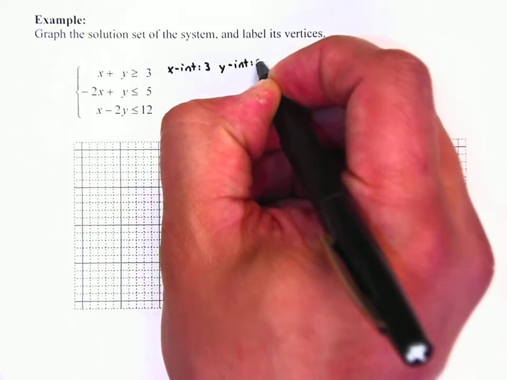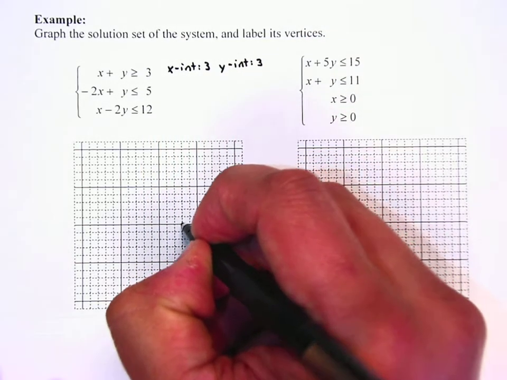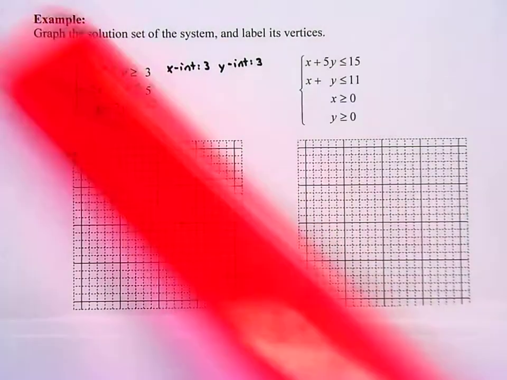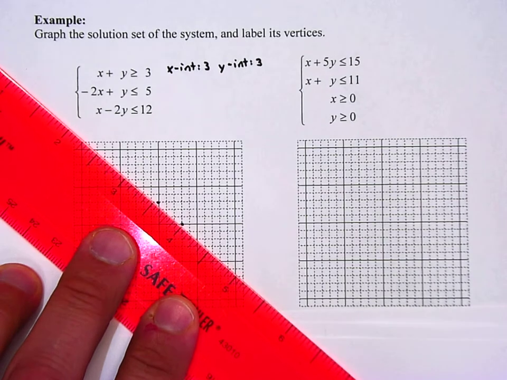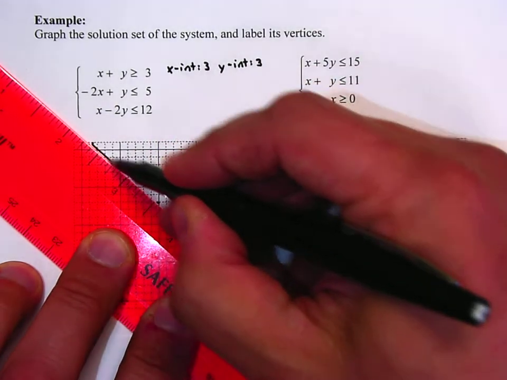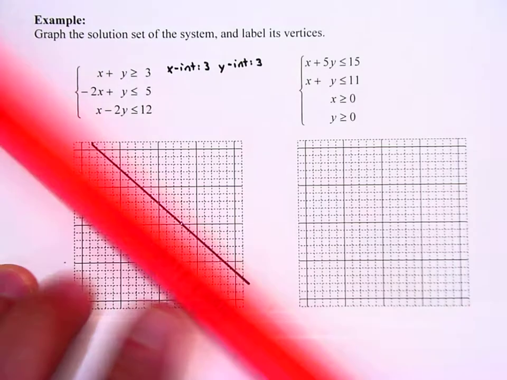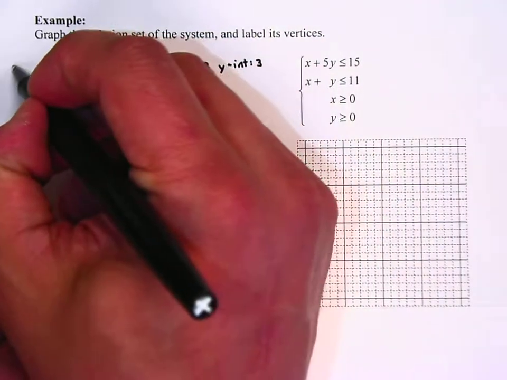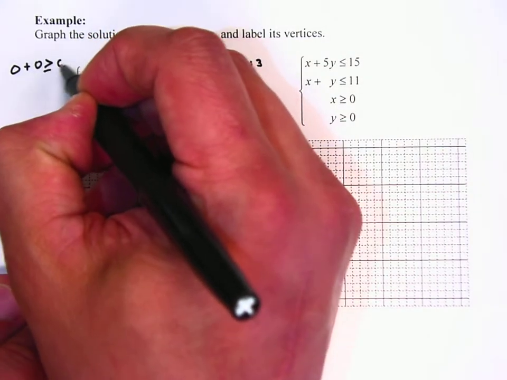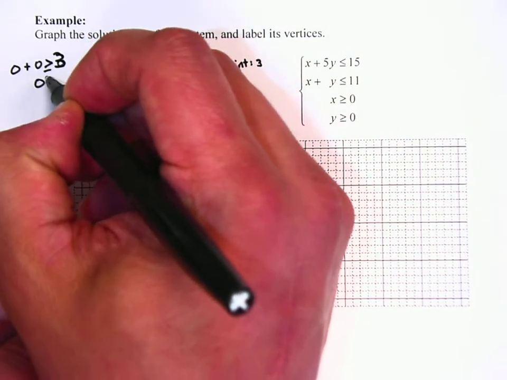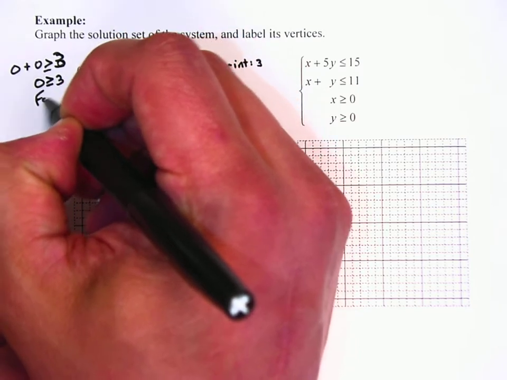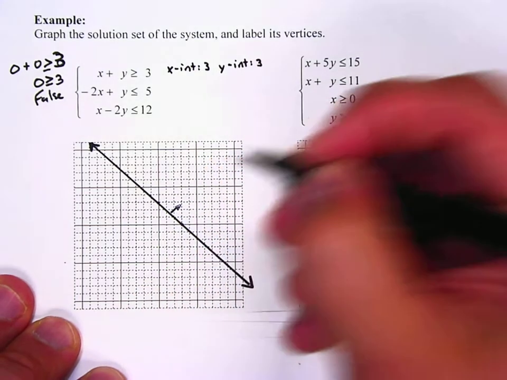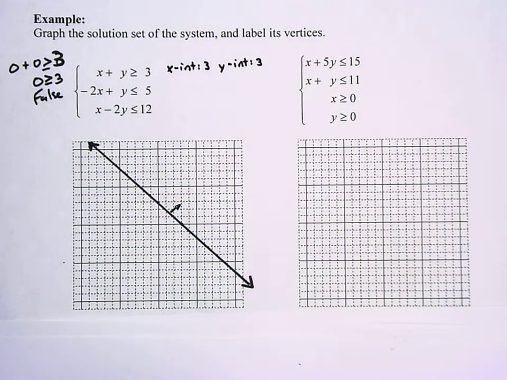Intercept is 3, so I can put a point there, I can put a point there, and I can draw my line. This is going to be a solid line because it's greater than or equal to. If I use a test point of 0, 0, I would have 0 plus 0 is greater than or equal to 3. 0 is greater than or equal to 3. That's false. So I'm not going to shade this way. I'm actually going to shade that way. Okay? We'll leave it like that.